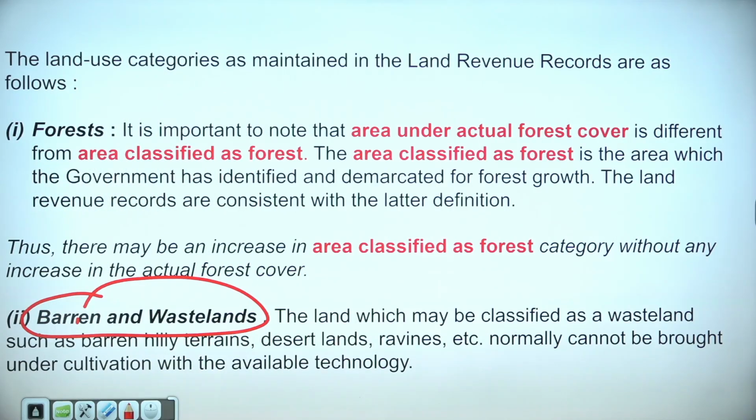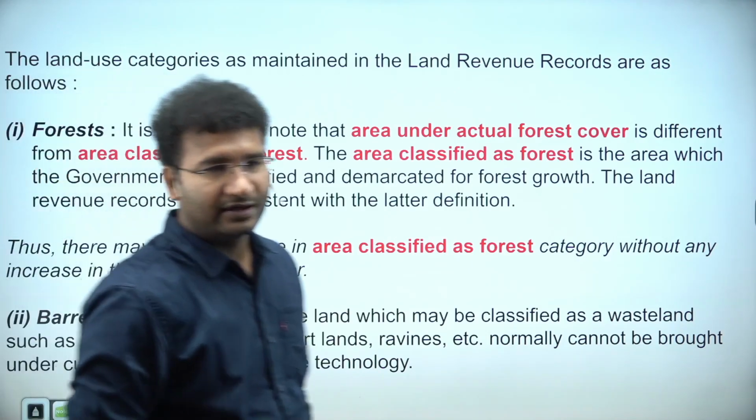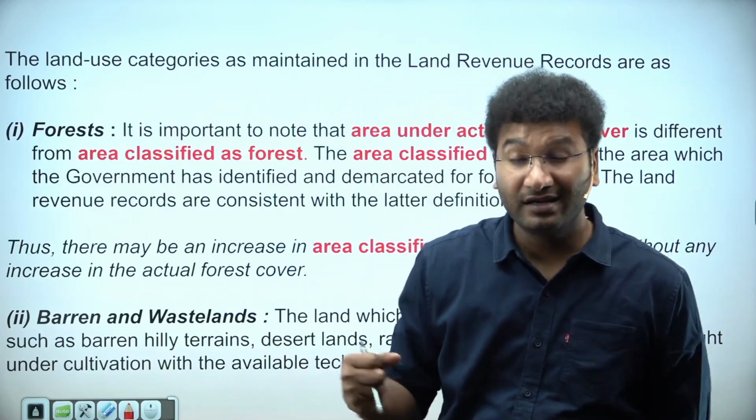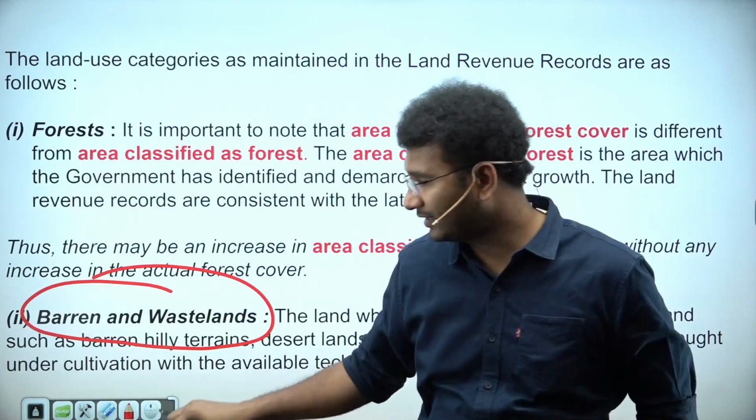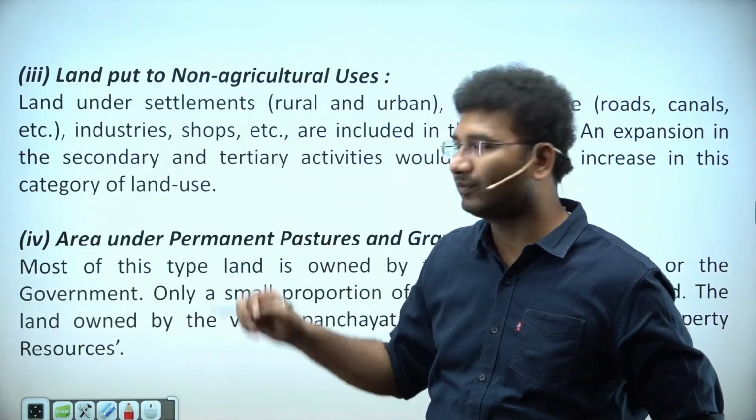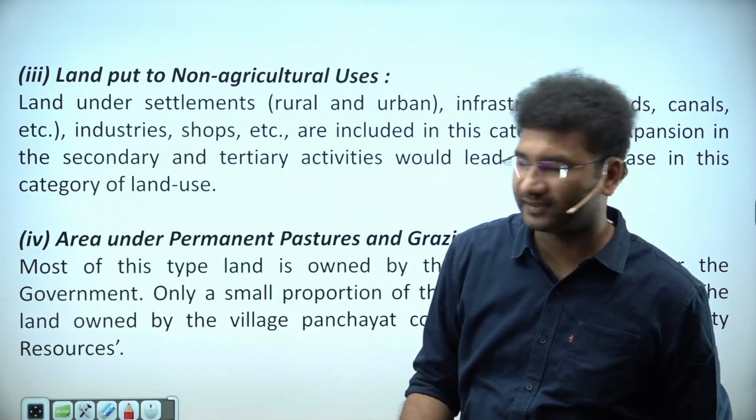The land which may be classified as wasteland, such as barren hilly terrain, desert areas, ravines etc., normally cannot be brought under cultivation with the available technology, right? That means an area which cannot be cultivable will be called barren and wasteland. An area which cannot be cultivable, meaning it cannot be used for agricultural purposes.